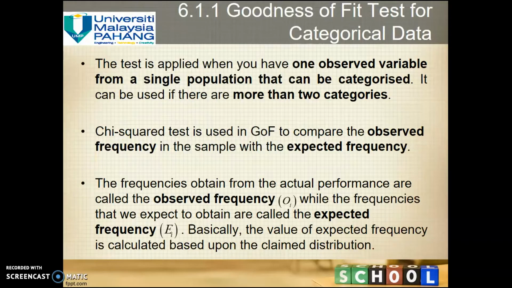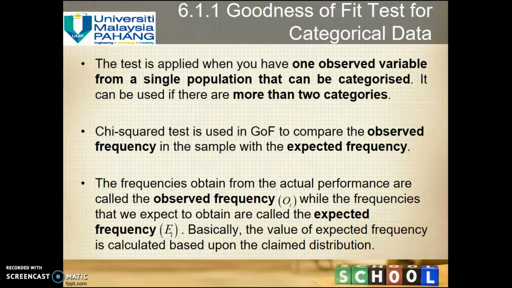So 6.1.1, we have the goodness of fit test for categorical data. The test is applied when you have one observed variable from a single population that can be categorized. It can be used if there are more than 2 categories. This is a condition of your data. So you have one observed variable from a single population, for example, the type of juice, from the previous example.